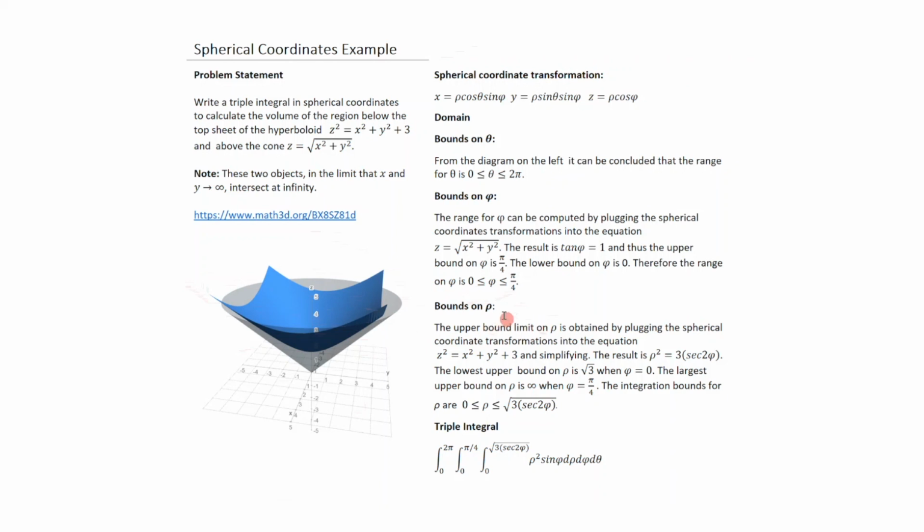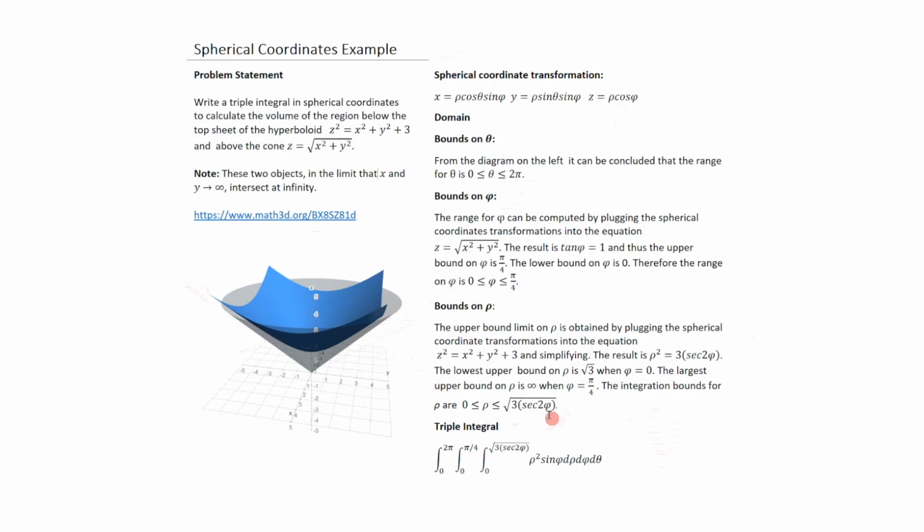The last thing is the bounds on rho. The upper bound on rho is obtained by plugging the spherical coordinate transformation into the equation z squared equals x squared plus y squared plus 3 and simplifying. If you take the z term, the x term, and the y term and simplify, you end up with rho squared equals 3 secant squared phi. The lowest upper bound on rho is root 3, which corresponds to a vertical line, when phi equals 0. The largest upper bound on rho is infinity, as phi approaches pi over 4, which is over here, where this goes out to infinity. So the integration bounds for rho will be from 0 to the square root of 3 secant squared phi.